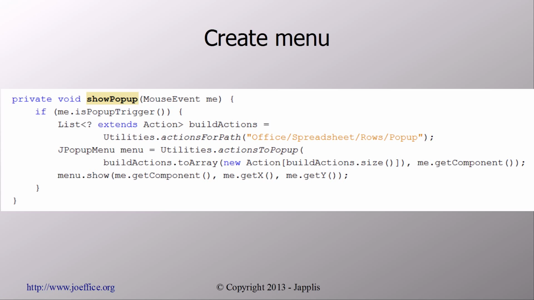Now, let's create a menu with this action. So we saw, for example, for the pop-up menu, I want to take all the actions in this directory and create a pop-up menu from there. So you have a method in the utilities class, which is actions for path. It will return you a list of actions, and from there it's quite easy to create a pop-up menu.